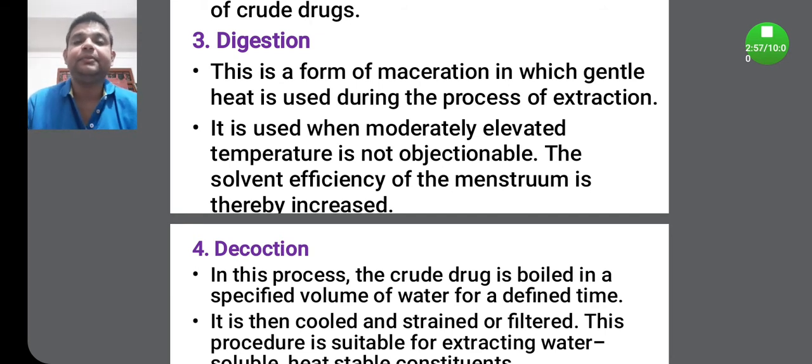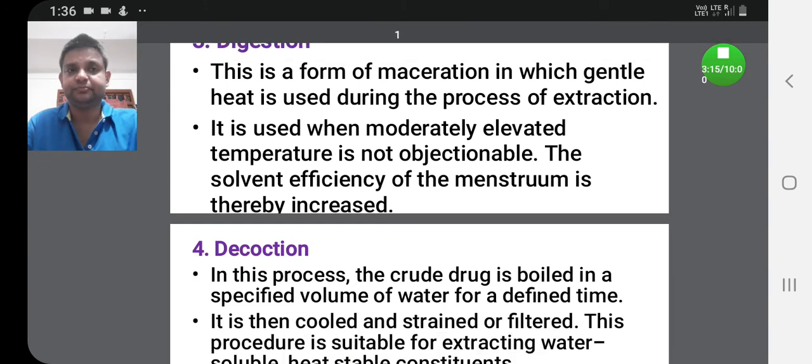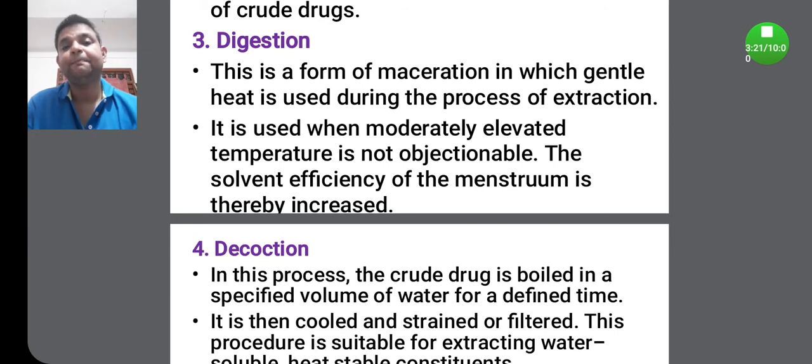Apart from this, let me tell one more thing. The extraction process of any drug depends on two things. First one is the type of phytoconstituent present in the drug. Next one is the solvent. There is a famous proverb, like dissolves like, meaning there are two types of phytoconstituent and two types of solvent, polar and non-polar. Polar phytoconstituent, non-polar phytoconstituent, and polar solvent, non-polar solvent.